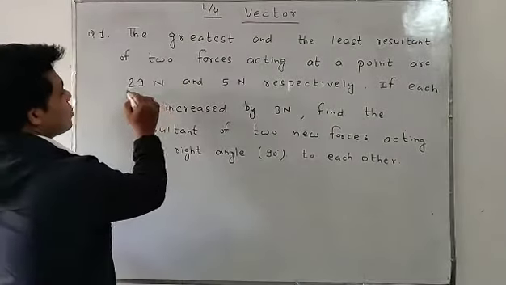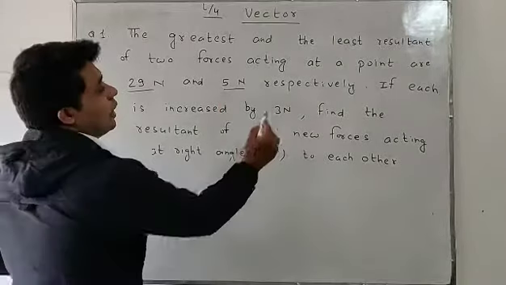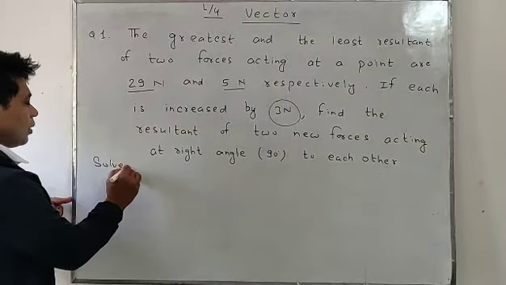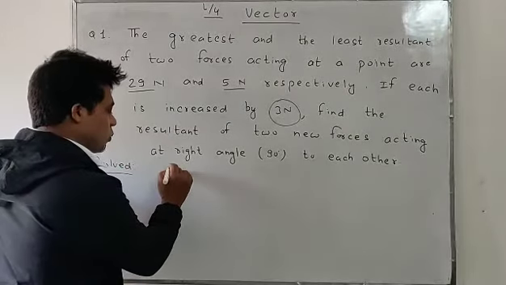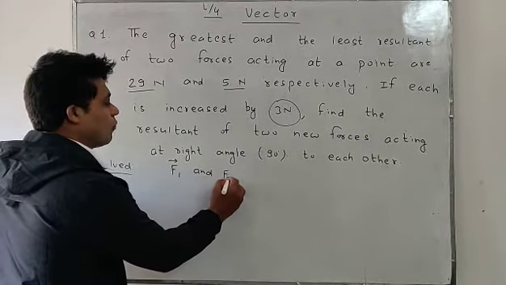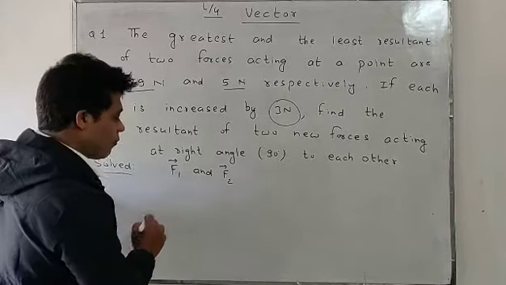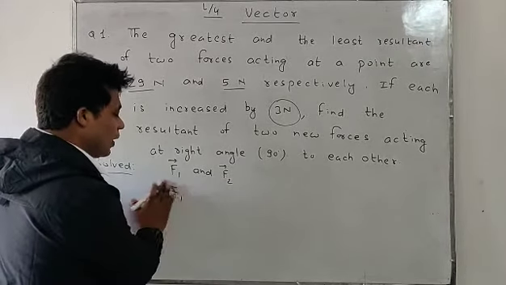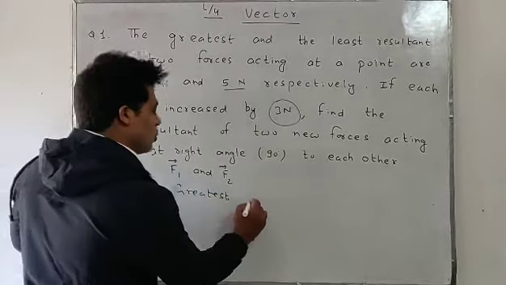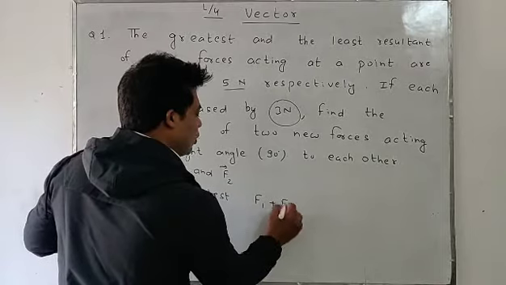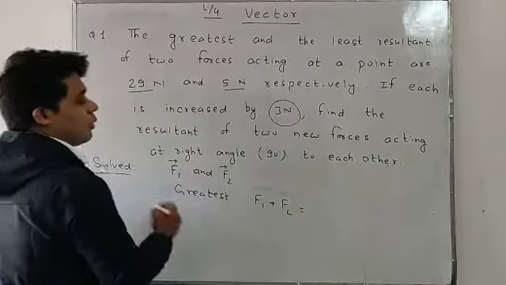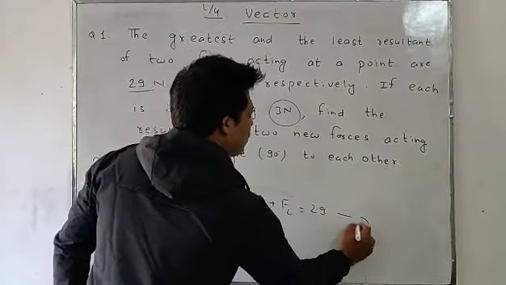Just remember the greatest is 29 and the least is 5. Then we increase by 3 Newton. Look at students, I'm going to solve this. Let the forces be F1 and F2. What will be the greatest? The greatest force is when we add both, so F1 plus F2 is given as 29 Newton. That will be the greatest force when we add.